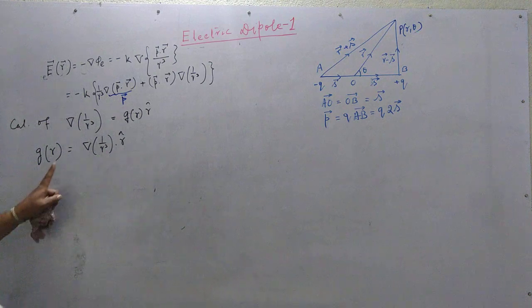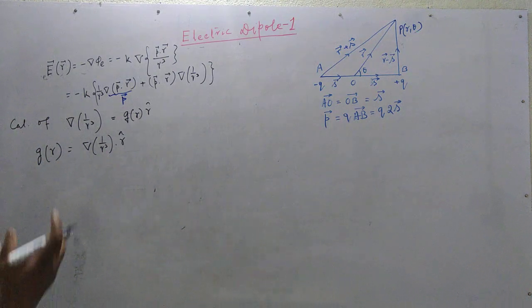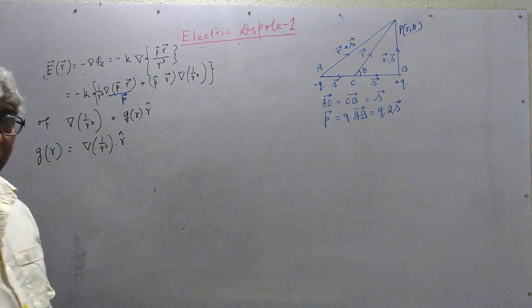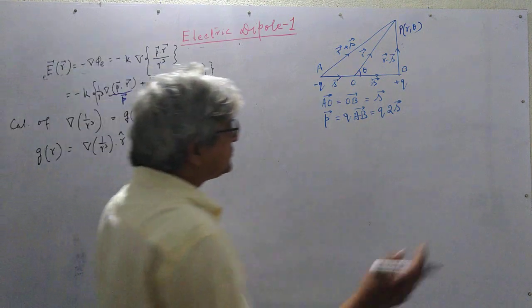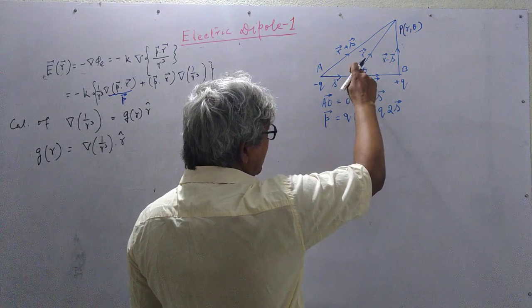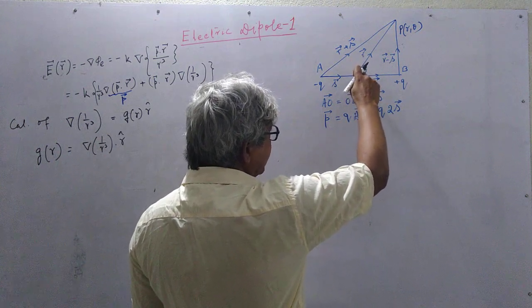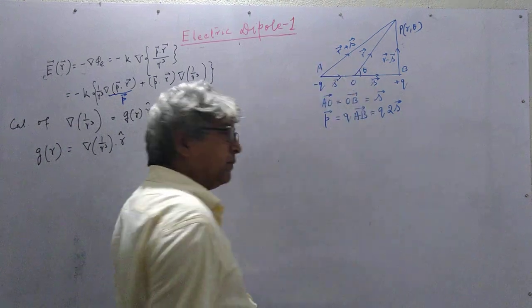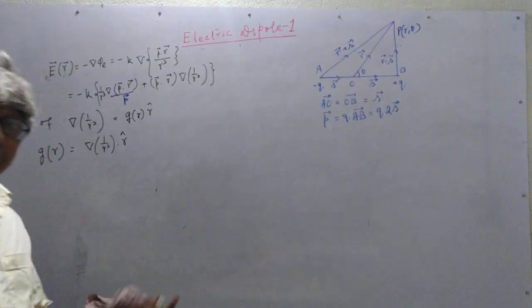This is g of r. Our aim is to find out g of r, which is valid for r equal to 0 as well as for r not equal to 0. Note that r equal to 0 is this point, that is, when one wants to find out the field right at the midpoint between the two dipoles. One can calculate it.